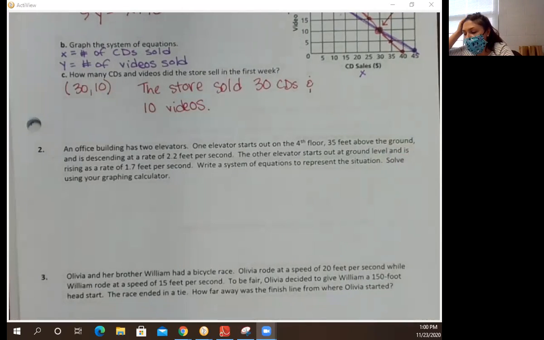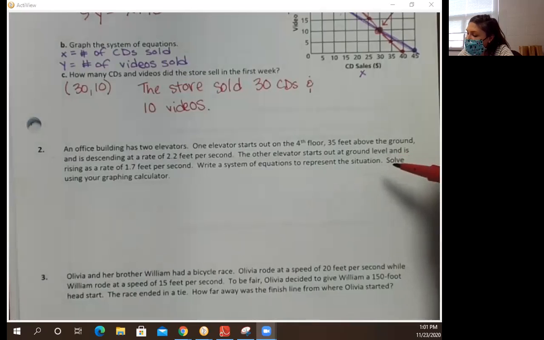So number 2 says an office building has 2 elevators. One elevator starts out on the 4th floor, 35 feet above the ground, and is descending at a rate of 2.2 feet per second. The other elevator starts out at ground level and is rising at a rate of 1.7 feet per second. Write a system of equations to represent the situation. Solve using your graphing calculator. So this time we're going to create the graphs on our calculator.